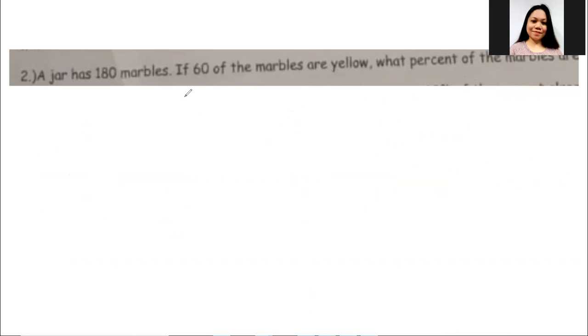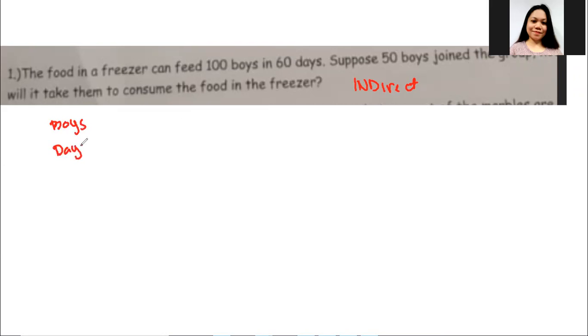So in this problem, going back, I think I got the wrong problem now. All right, so going back to this problem, the 100 boys, 60 days. So obviously this is an indirect problem, right? This is indirect because the more people to share the food, the fewer days it'll take to consume that food. So you have boys, and then the other one is days. Since this is indirect, you will have a multiplication equation. So it'll be the first boys times days equals boys times days.